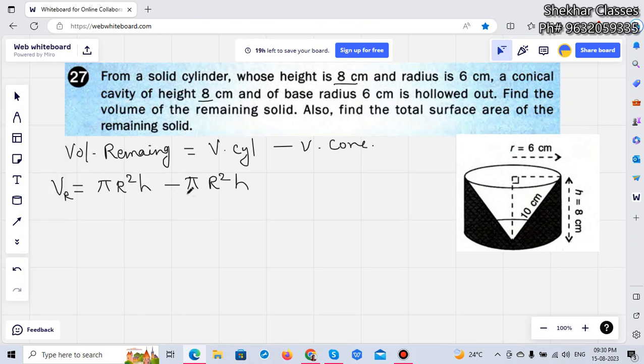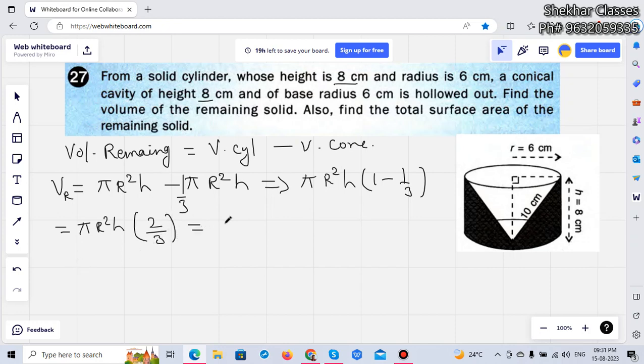Now what is common in these two? The volume of the cone is 1/3 of that. So pi is common, R square, and H is also common. What is left? 1 minus 1/3 is left. So I can say here it is pi R square H, and 1 minus 1/3 is 3 minus 1, so 2/3.